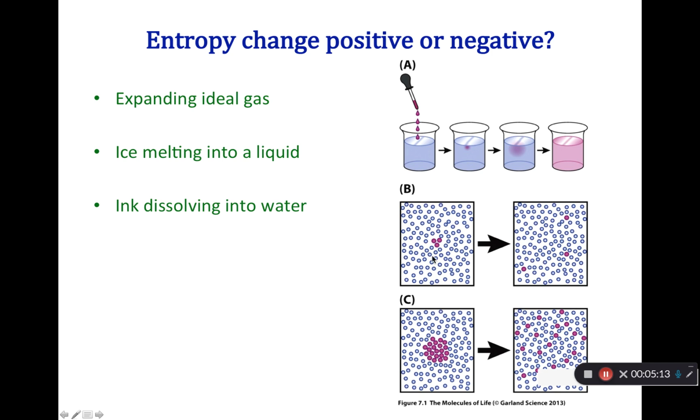Similarly, an ideal gas in a larger volume has a higher entropy than an ideal gas in a smaller volume simply because there is more space for the molecules of the ideal gas to occupy. So there are more configurations they can occupy. When ice melts into liquid, the liquid has higher entropy. When ink dissolves into water, the water containing dissolved ink has a higher entropy.